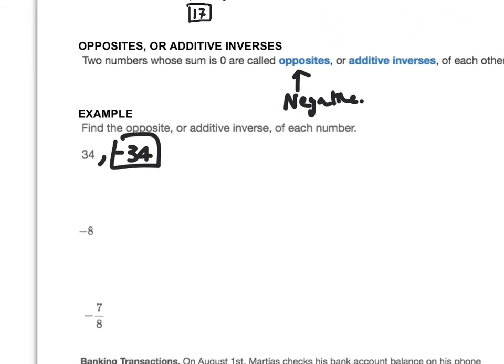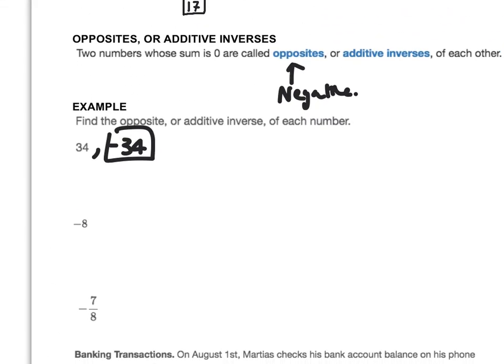And vice versa. So if you're given something like, what's the opposite of negative 8? That's going to give me positive 8, and that's what we're looking for. All right, what's the opposite of negative 7/8? Positive 7/8. And that's it.